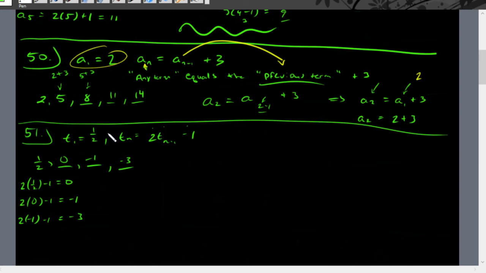Then you've got 2 times the previous term minus 1, which is negative 7. Now this is an interesting sequence, in my opinion. There's your first 5 terms: 1, 2, 3, 4, 5.